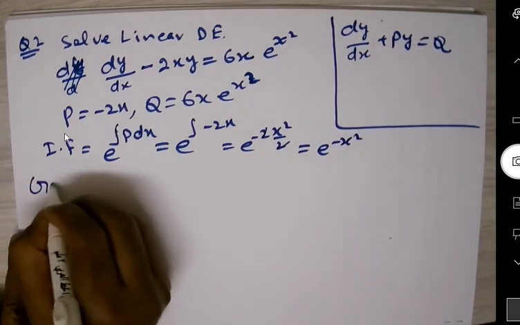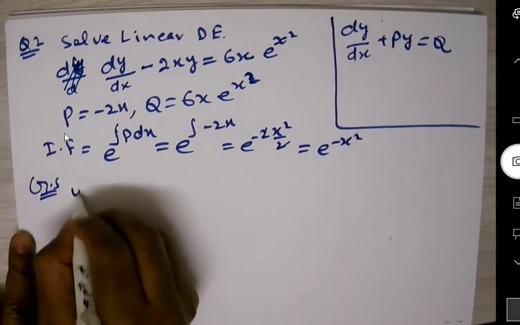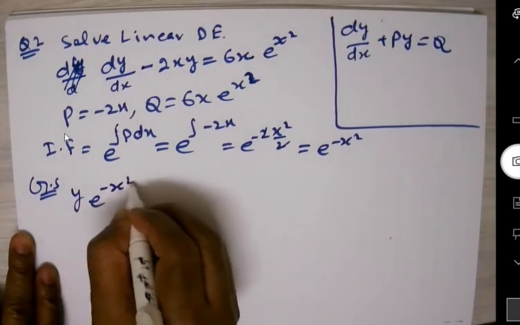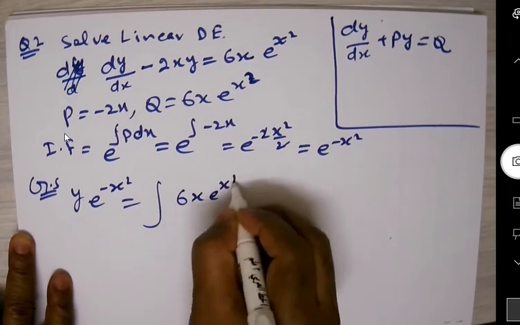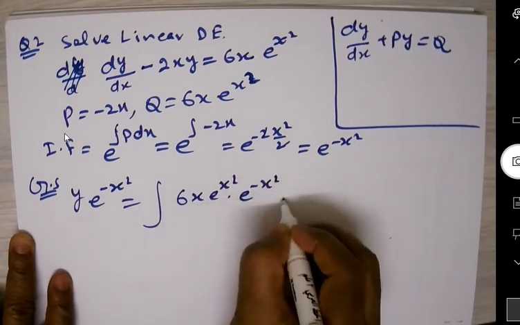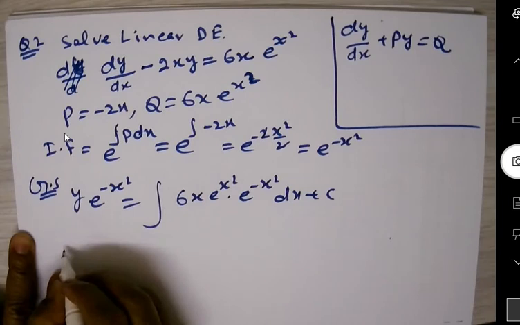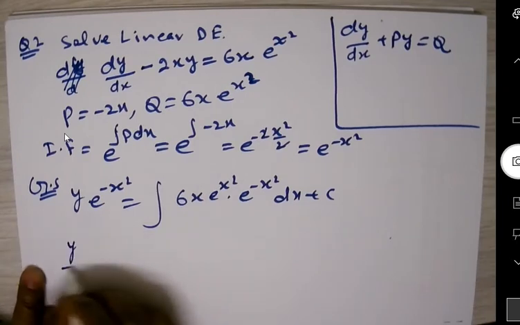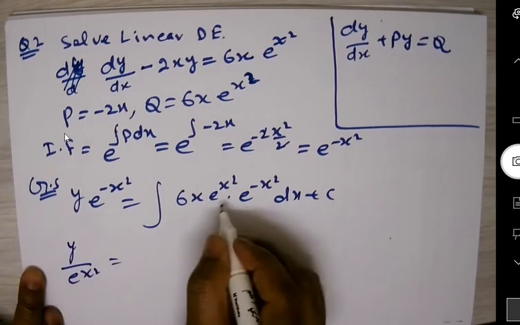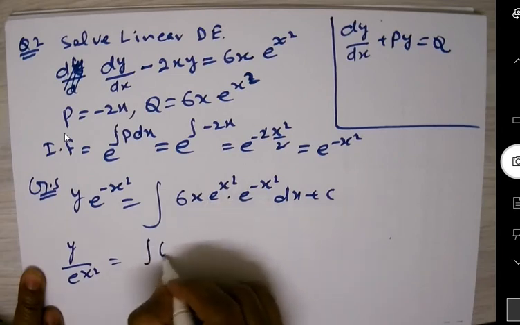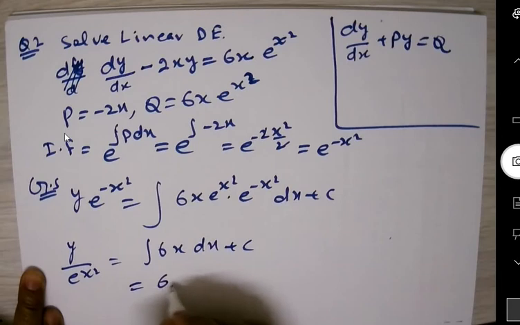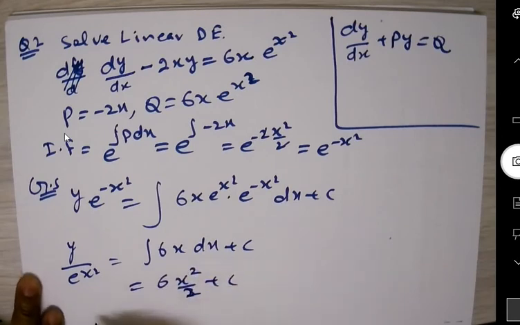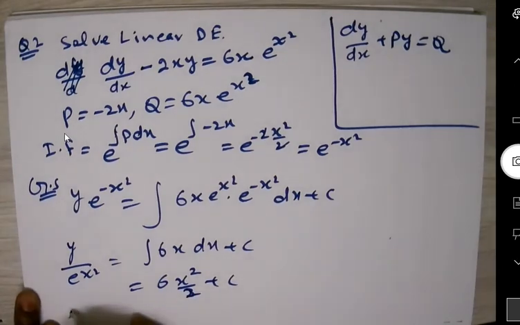Now the second step is the general solution. General solution is y into integrating factor is equal to integration of q into integrating factor dx plus c. So simplify. We can write it like that. This and this cancel. So it is coming 6x dx plus c. Now integrate it, 6x square by 2 plus c. Now simplify it and write the answer.